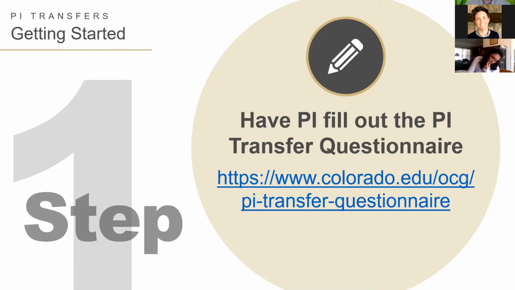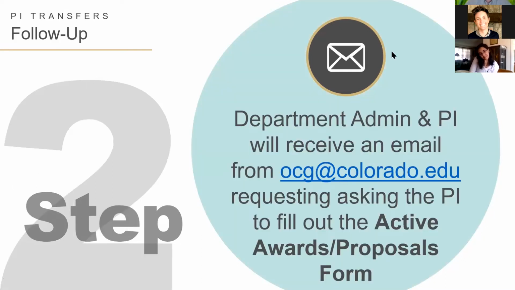When they click those boxes on this questionnaire, it is going to loop those different units within RIO on the email that the PI is going to get right after they submit this form. So they're going to receive an email back from ocg@colorado.edu, which is going to include all of the OCG contacts for that department. So you're going to have the grant officer, the contract officer, the proposal analyst, and then the DRA is also going to be CC'd on that.